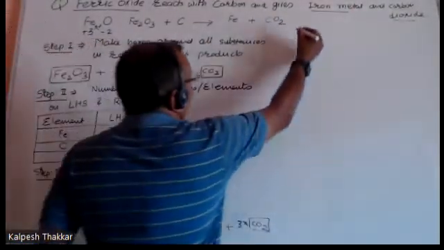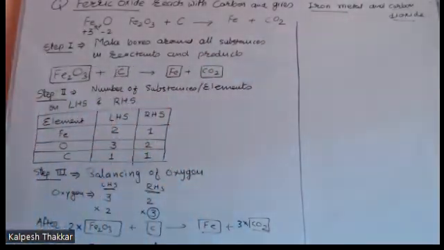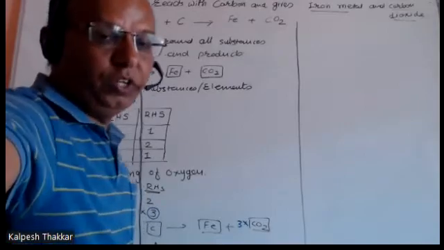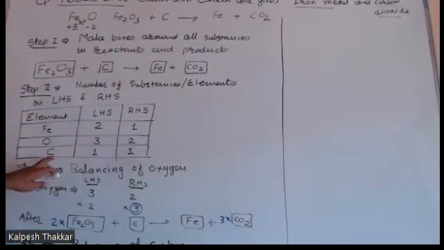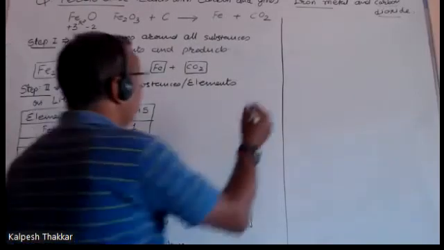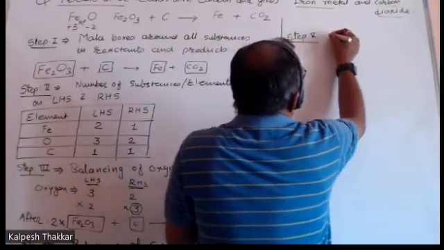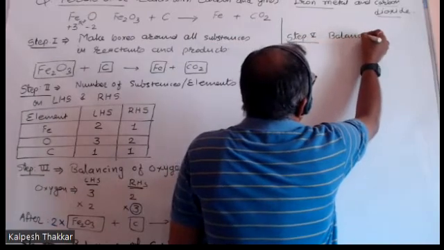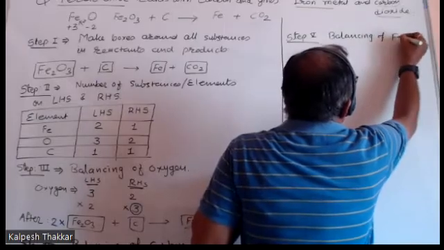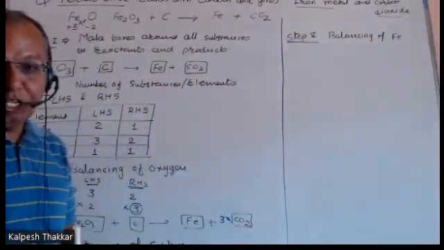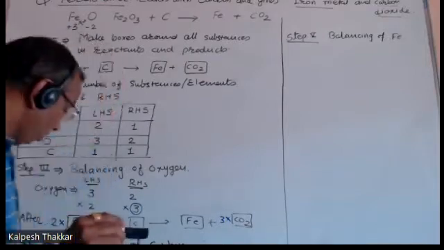Now friends, in the next step number 5, we have to multiply another element. Which element do we have to take now? You can see the only element left is iron. So in step number 5, we have to write balancing of iron, Fe. In balancing of Fe, we have to first write the available equation.